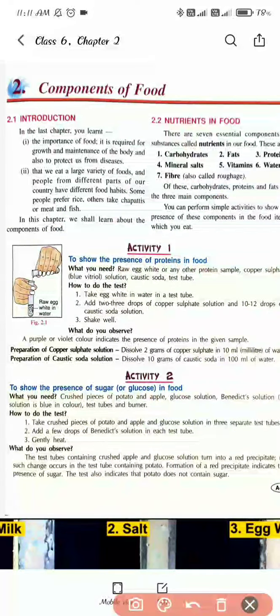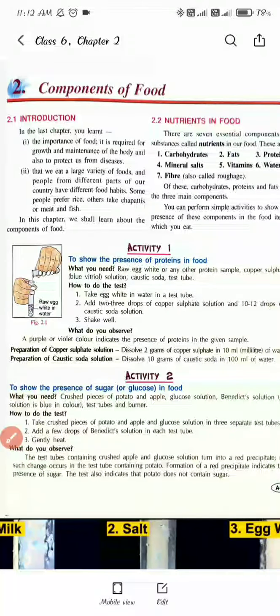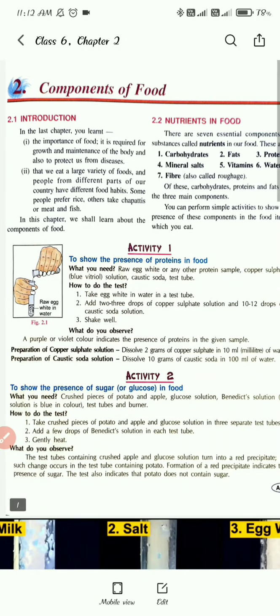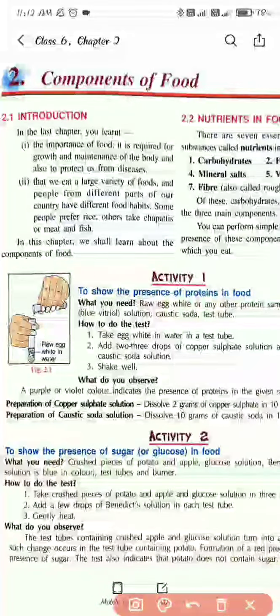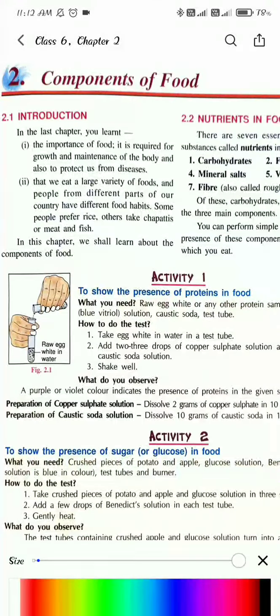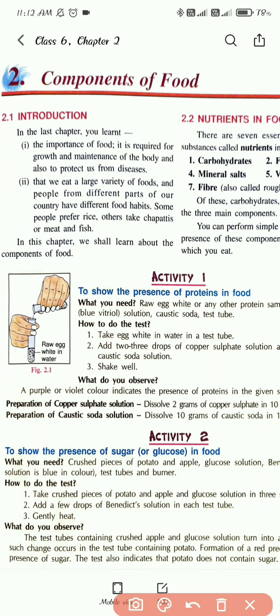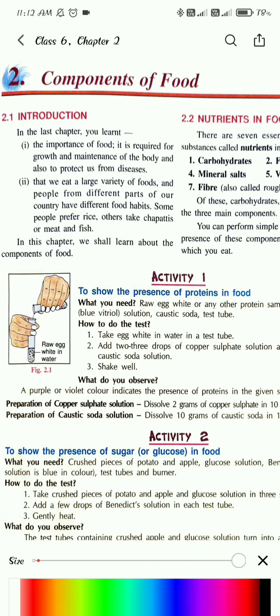Let's start today's class. At first we'll read the introduction part. In the last chapter, what did you learn? The first thing that you learned was the importance of the food. What did you learn? That it is required for the growth and maintenance of the body and also protects us from disease. So in your previous chapter you learned that food is very important for us.